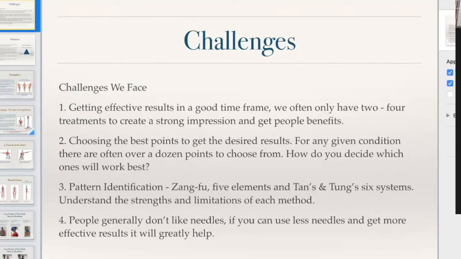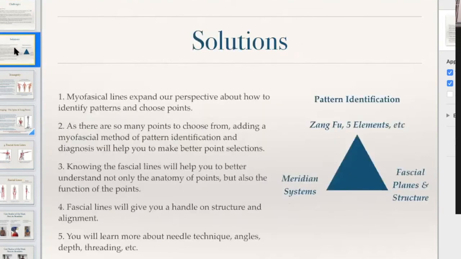And these myofascial lines and what I teach, I've developed this to address some of the challenges that we have, because it's really frustrating when you know that you're capable of more, but you can't get those results and you're looking for those missing links. And that's what I want to share with you, how to get the solutions. So here are some of the solutions.